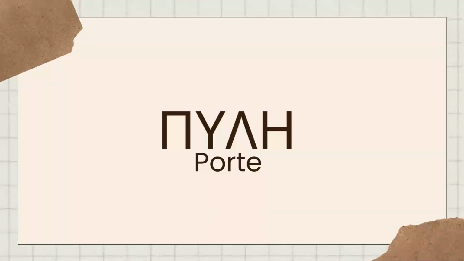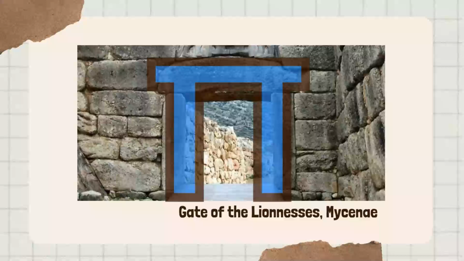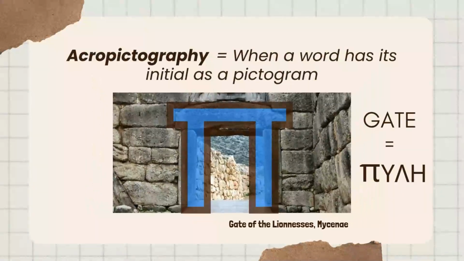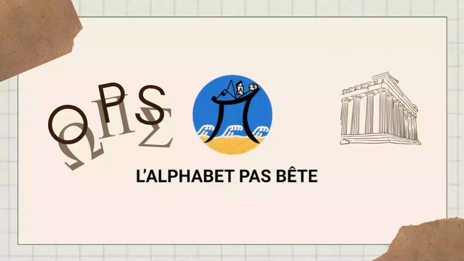The Greek word pili, meaning gate, also uses its initial letter as a pictogram, the letter pi, which resembles a gate, the gate of the lionesses at Mycenae, for example. We'd say that pili is acropictographic because it uses its first letter pi as a pictogram. However, unlike in acrophony, the letter pi does not take the name of the word it depicts. For it to be acrophonic, the letter pi would have had to be called pili. Now that we've clarified these ideas, let's explore a few letters of the alphabet and their origins.